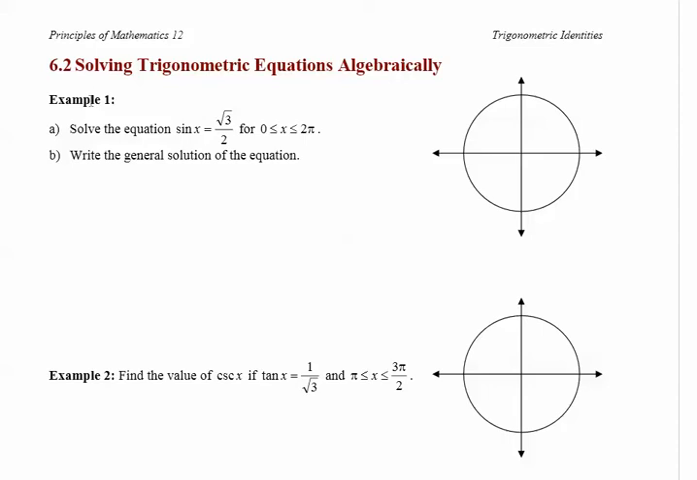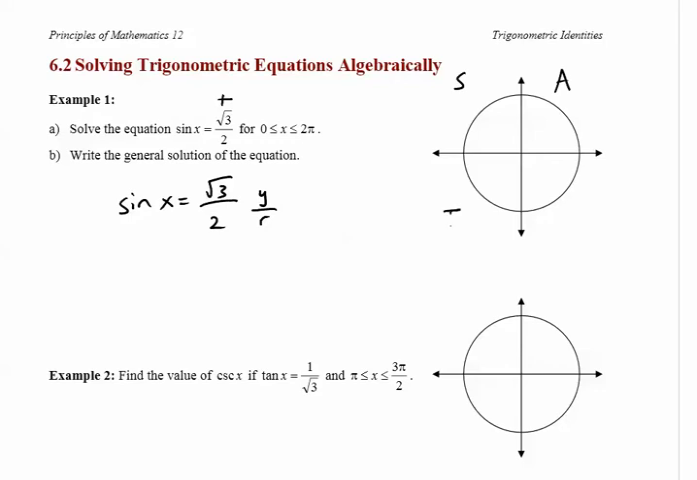Consider solving trigonometric equations algebraically. We can do all of these problems without a calculator. So if we want to solve when sine x is equal to root 3 over 2, what we can do is just remember that sine x is y over r. So root 3 is y, 2 is r. Sine x is positive in 2 quadrants.